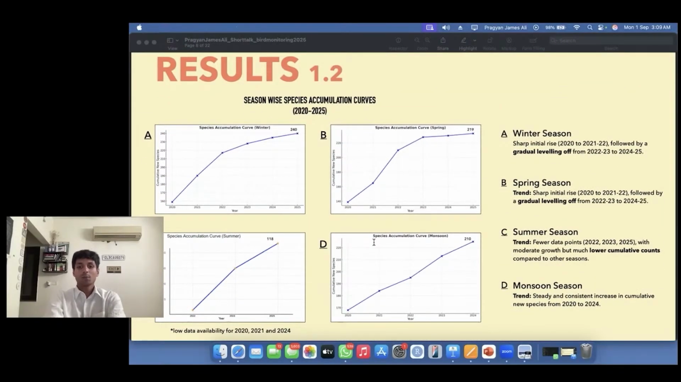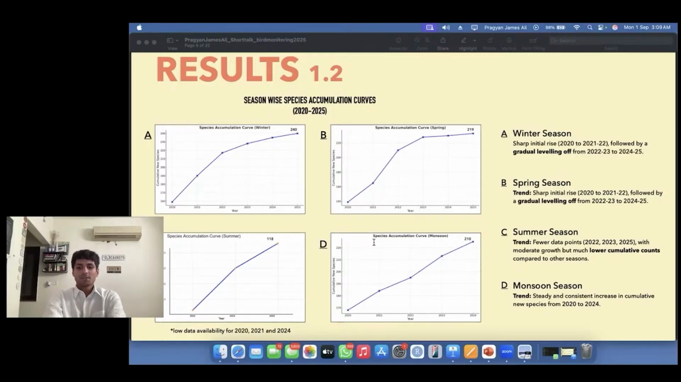Expanding on the results of 1.1, I further broke down the results to get species accumulation curves of each season. Both the winter and spring seasons show a steep initial rise and then a gradual leveling off. But on the other hand, the curve of the monsoon season shows a steady and consistent increase. This hints towards the fact that newer bird species are constantly being discovered using the Jheel during the monsoon season.